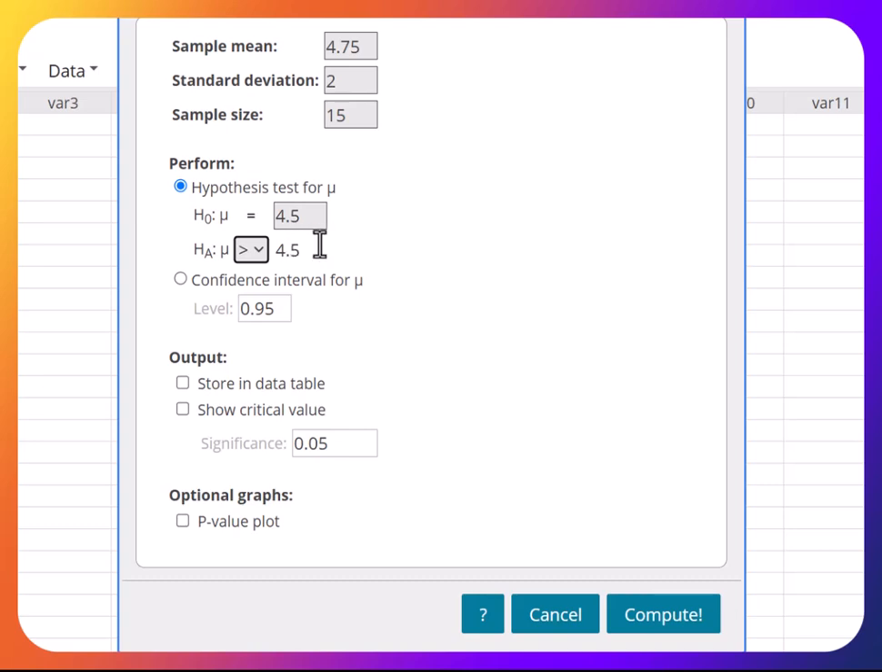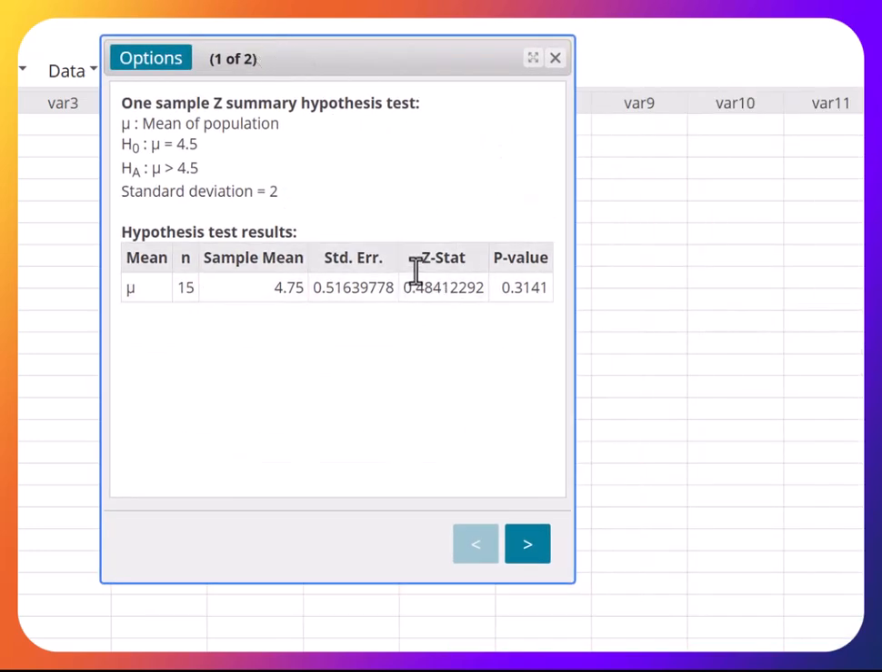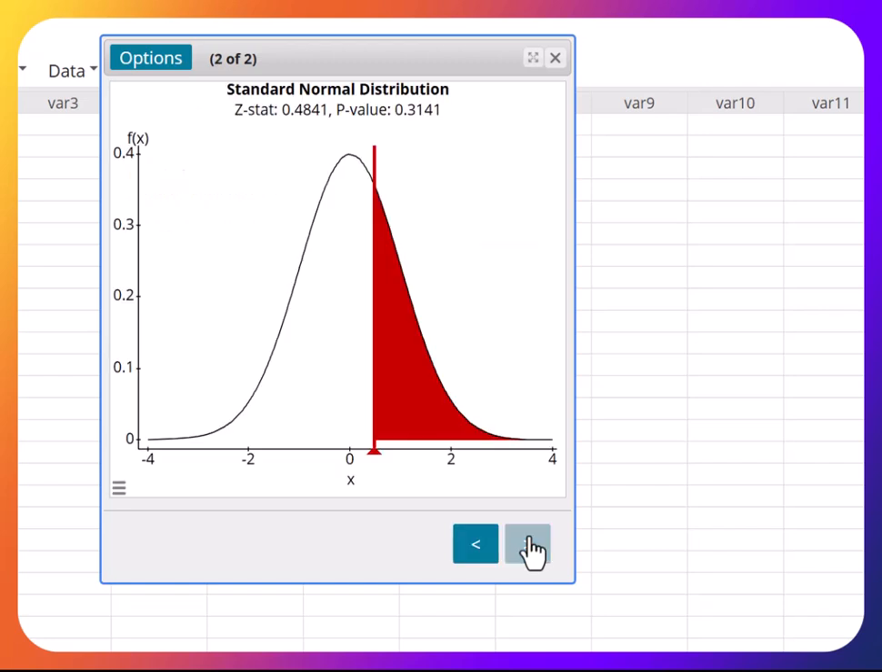This is the claim right here. Okay, if you want to do a p-value plot, we can do that. And hit compute. And let me show you. This is all we need, guys. We need Z and we need the p-value. Z is 0.48 and the p-value is 0.3141. Since this is a right tail test, greater than, the p-value is an area to the right of Z, 0.48. Let me show it to you. You can see it. This is 0.48 and this is the p-value. So we're done with StatCrunch here.